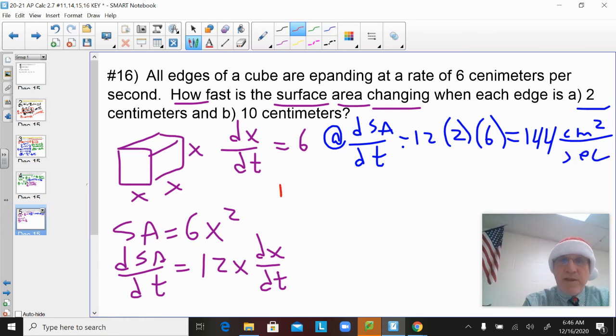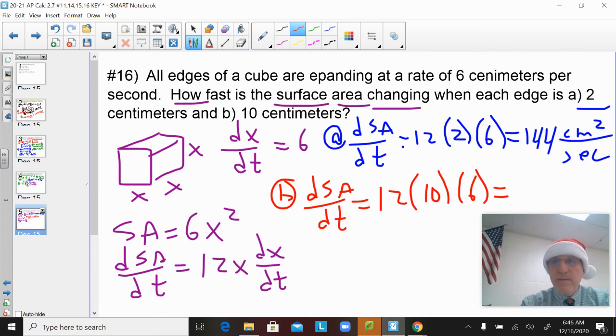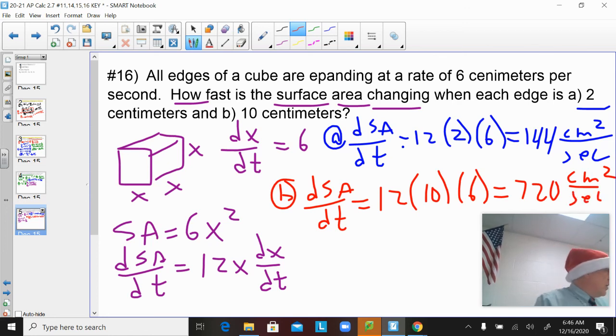And then for part B, the only difference is a different value for x. So dSA dt equals 12 times 10 times 6, which is what, 720 maybe? 720 centimeters squared per second. So there is your explanation of the 4 problems from yesterday.